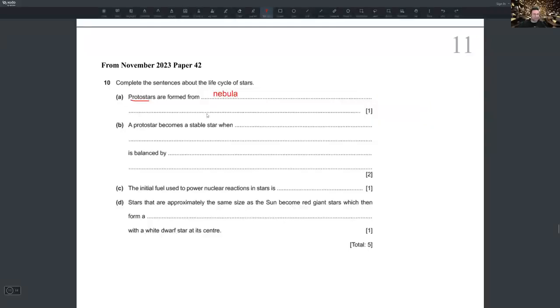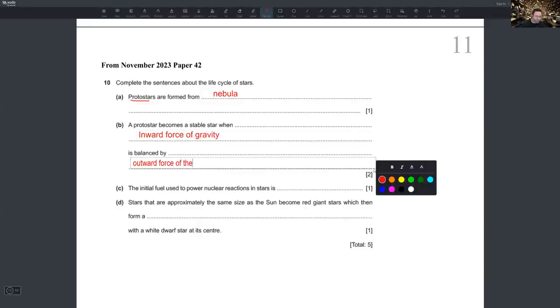Because it's a mark. A protostar becomes a stable star when... this one is nice. He said when dash is balanced by dash. I'm going to write the full sentence, mentioning one force and the other force. Let me write it here instead so I have a nice long line. The inward force of gravity is balanced by the outward force of the high temperature of the reaction.